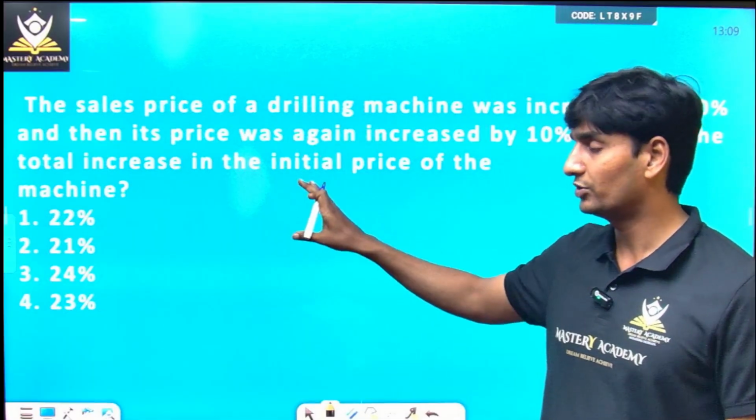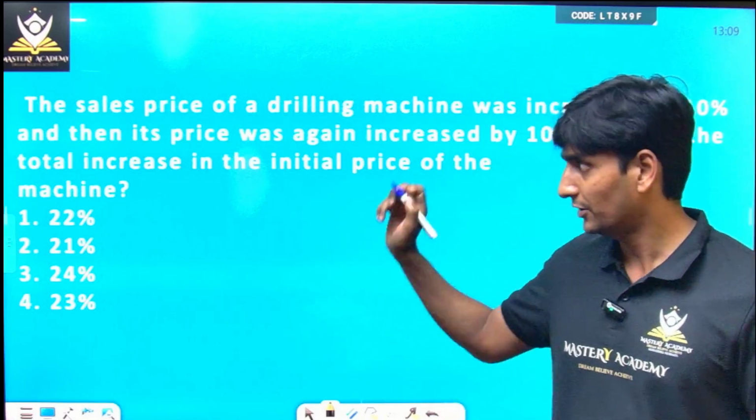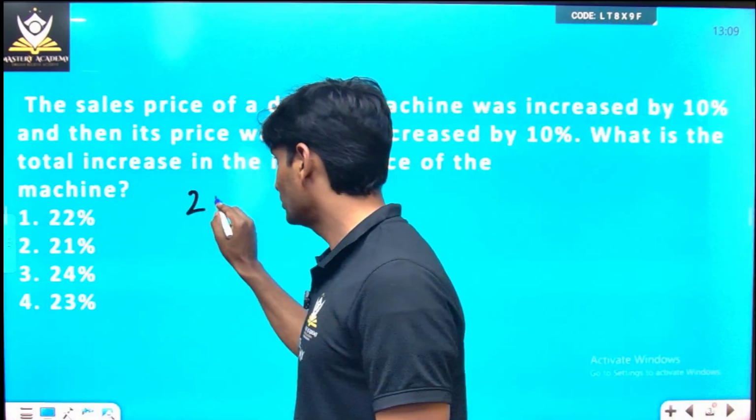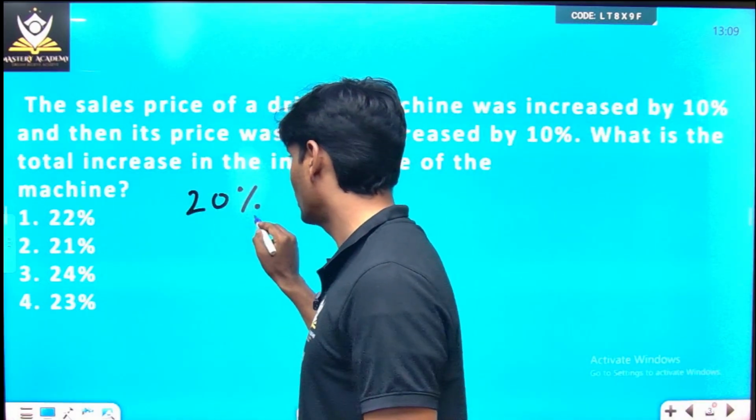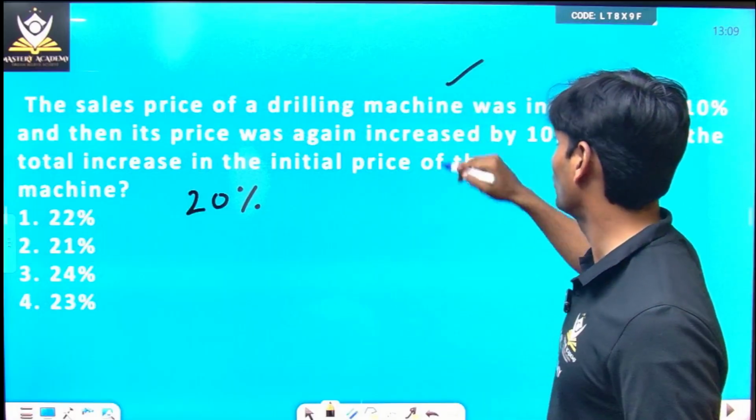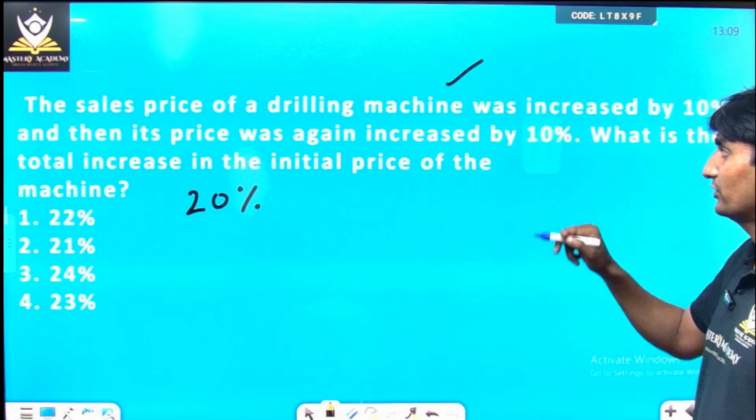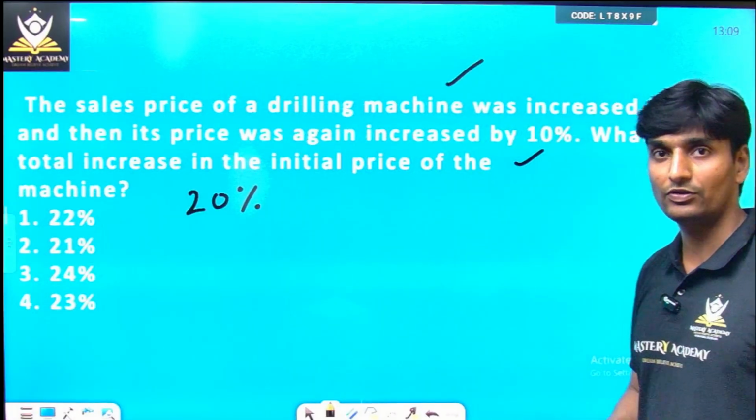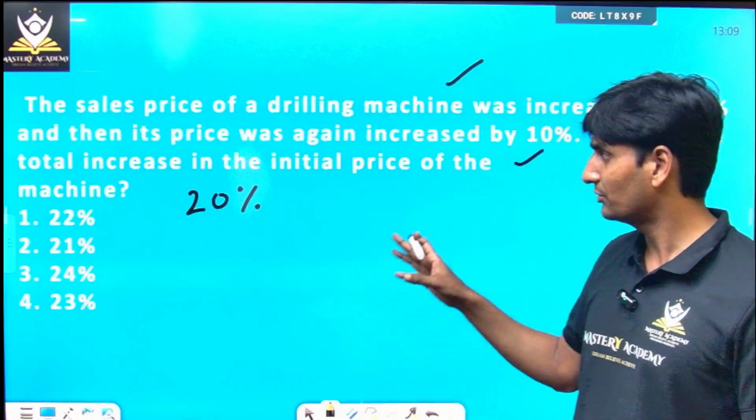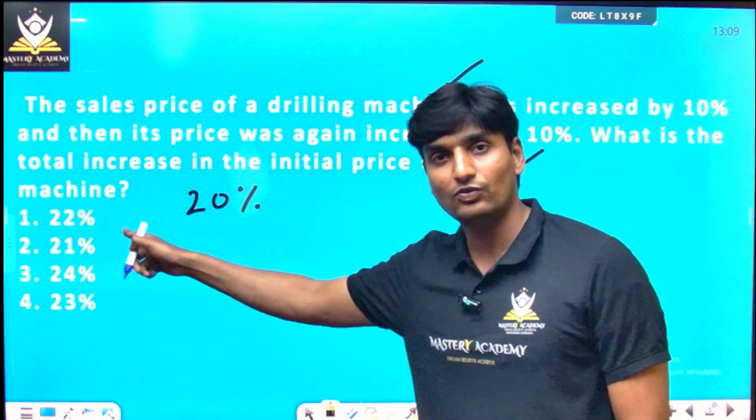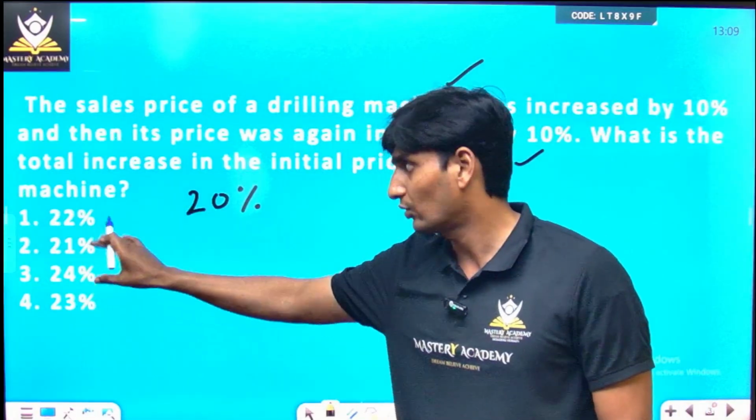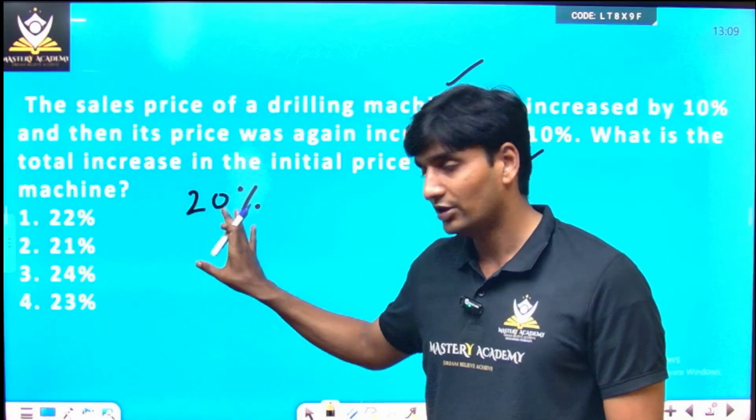Directly by looking at the question, a large number of candidates mark the answer to be 20%. Because in the first case there is an increase of 10%, and in the second case once again an increase of 10%. So without thinking, a large number of candidates usually give this 20%. It is not given here, but usually they give it.